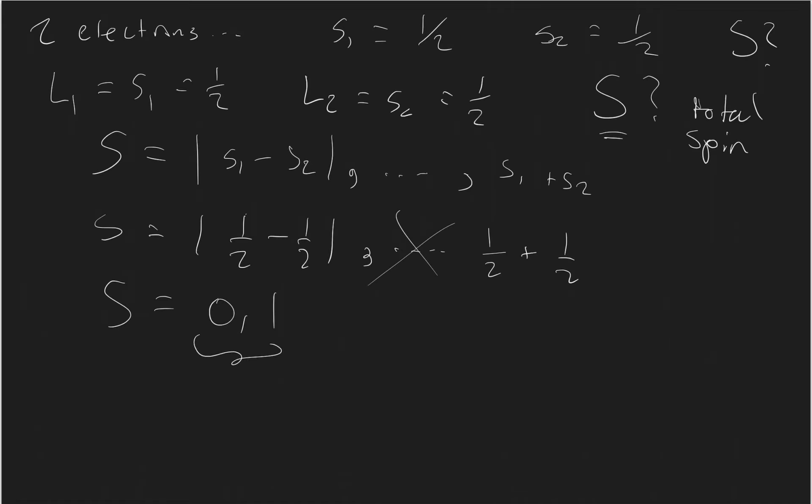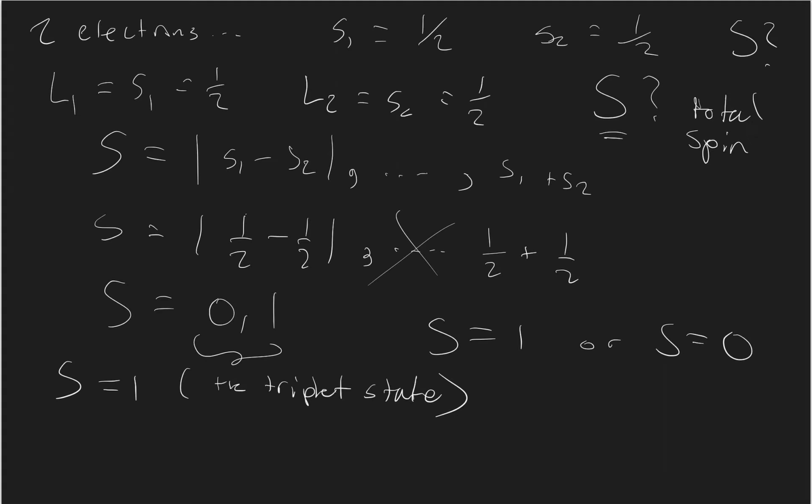So two spins combine to form a total spin of S equals 1 or S equals 0. So the total spins that are possible between them is this. And let's check the number of states. If we had S equals 1, this is called the triplet state. These are the possible values.